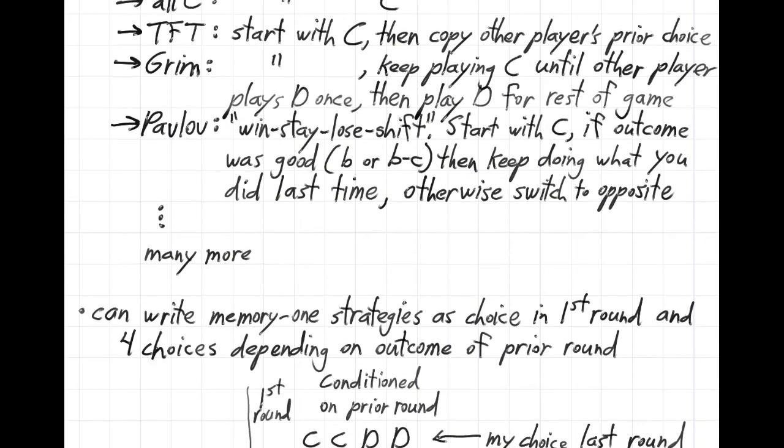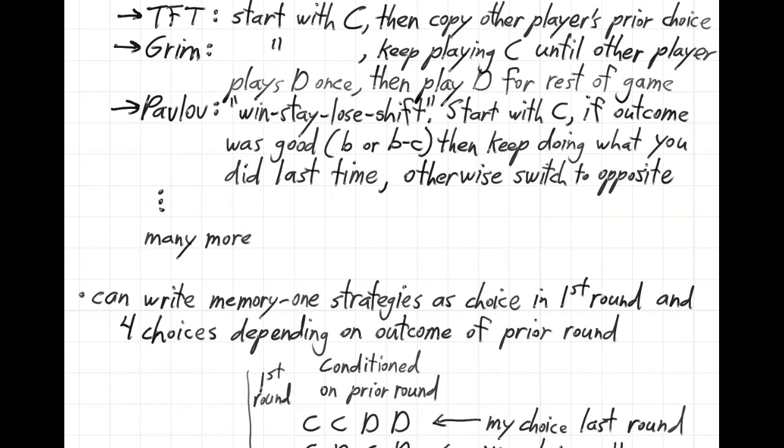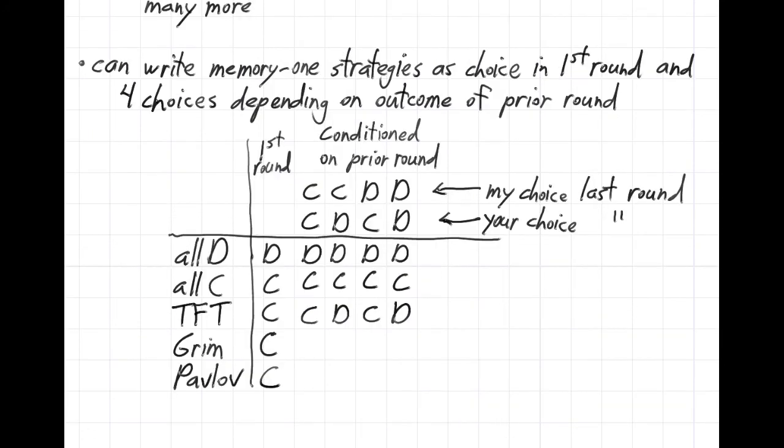Okay, now let's look at Grim. So Grim says, keep playing cooperate until the other player plays D once. Then play D for the rest of the game. So how do we encode that? Some things are easy about this. If you defect in a round, then the next round I will defect. So that's here and here. The trick now is, what do I put in for these other two? Well, what should change me to start defecting? Only if you defected in the past.